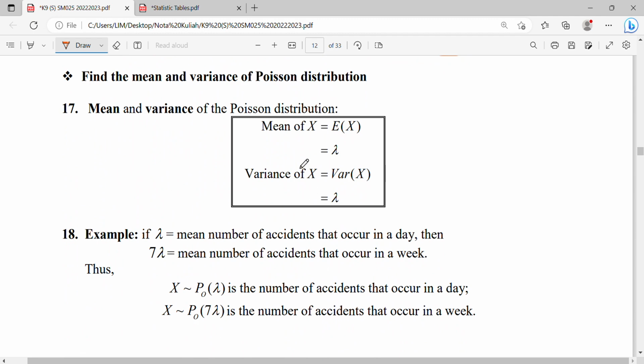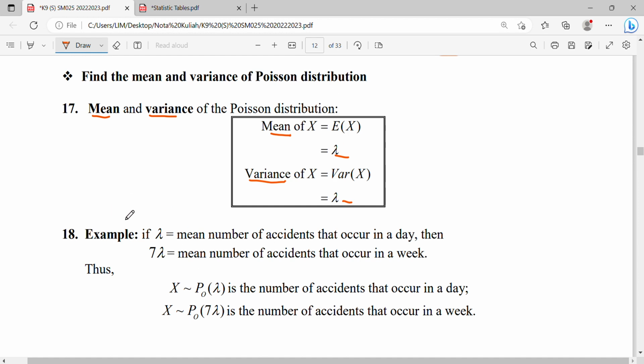For Poisson distribution, it also has a mean and variance. The mean, just now I already said, is lambda. What's your variance? Variance is also lambda. So Poisson has mean and variance which are the same, lambda.